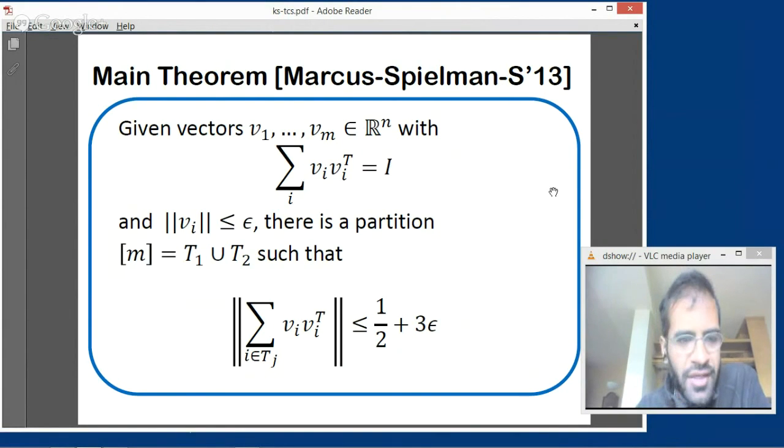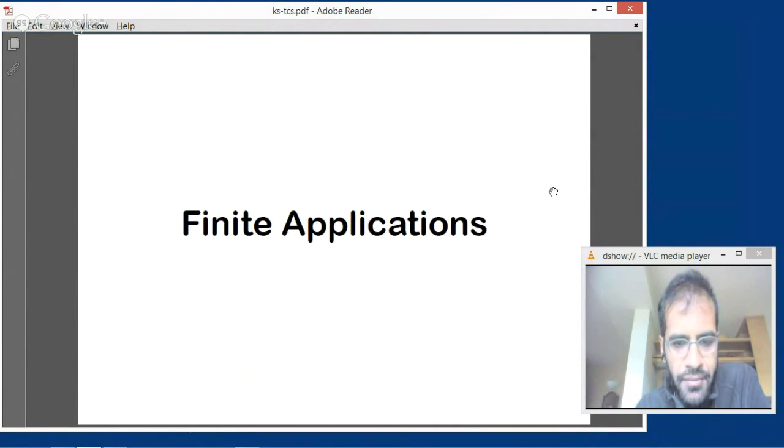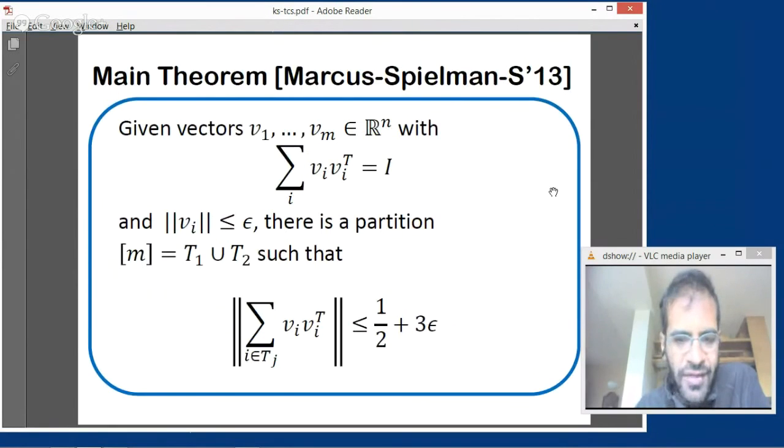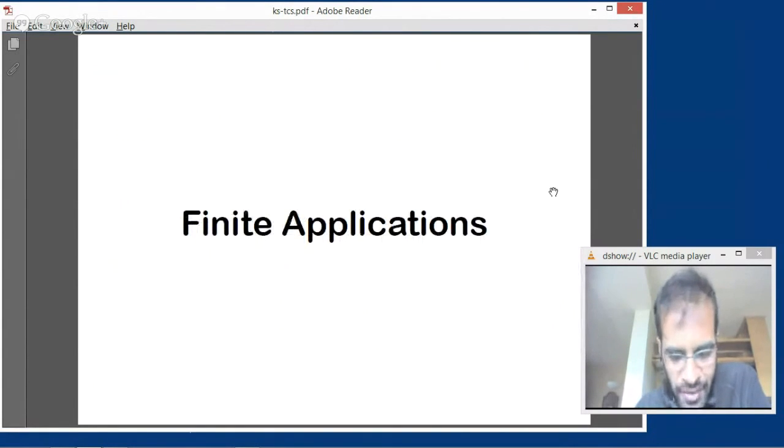Okay. So before I tell you about the proof, let me give you some finite applications of this theorem in finite dimensions. This is a theorem about finite dimensional linear algebra. I showed you this infinite dimensional application to Kadison-Singer, but let me show you some finite applications.